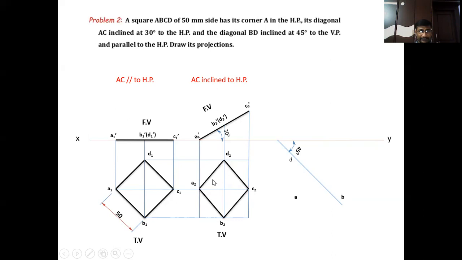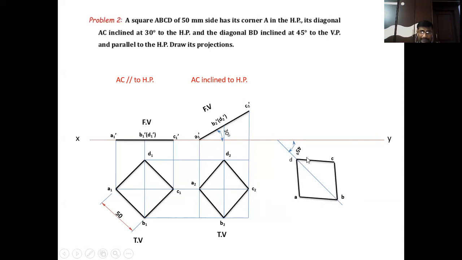Take any side length of the second stage top view as a radius and, with D as a center, draw an arc. With B as a center, cut that arc. That intersection point is A, on one side of the diagonal. Similarly, we will get the other point, C, on the other side of the diagonal. After getting A and C, join AB, BC, CD, and DA. Like this, you rotate the second stage top view through an angle of 45 degrees.